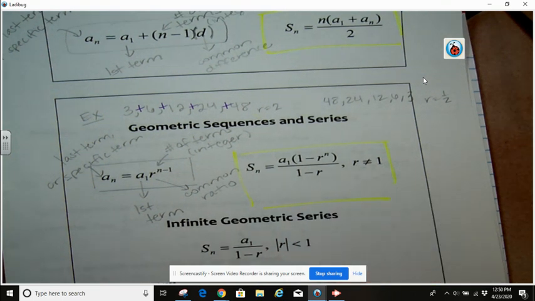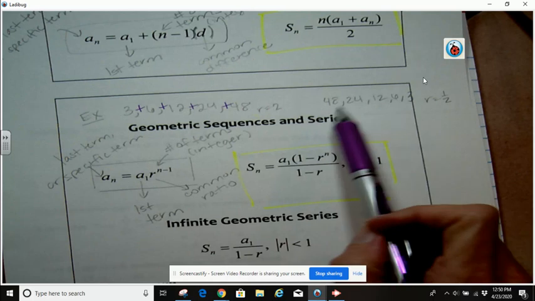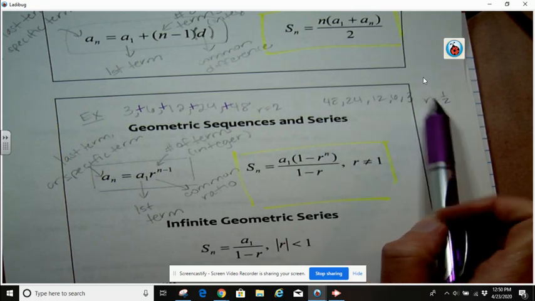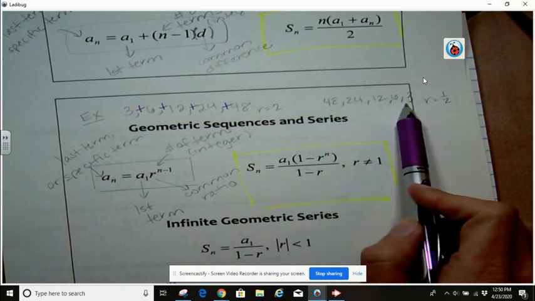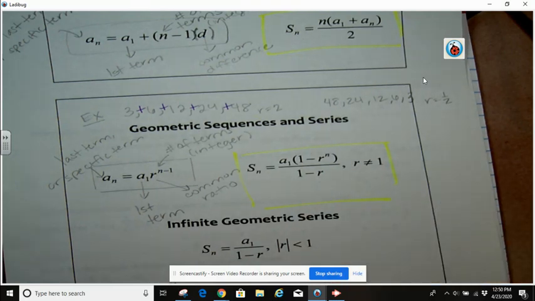Remember, I mentioned it when we were talking about sequences. For geometric, it's very important that R is what you multiply by each time. So in this case, you can think about it that we're dividing by 2 each time, but R is 1/2. It is true that we are dividing by 2, but R has to be what you multiply by, and dividing by 2 and multiplying by 1/2 are the same thing.